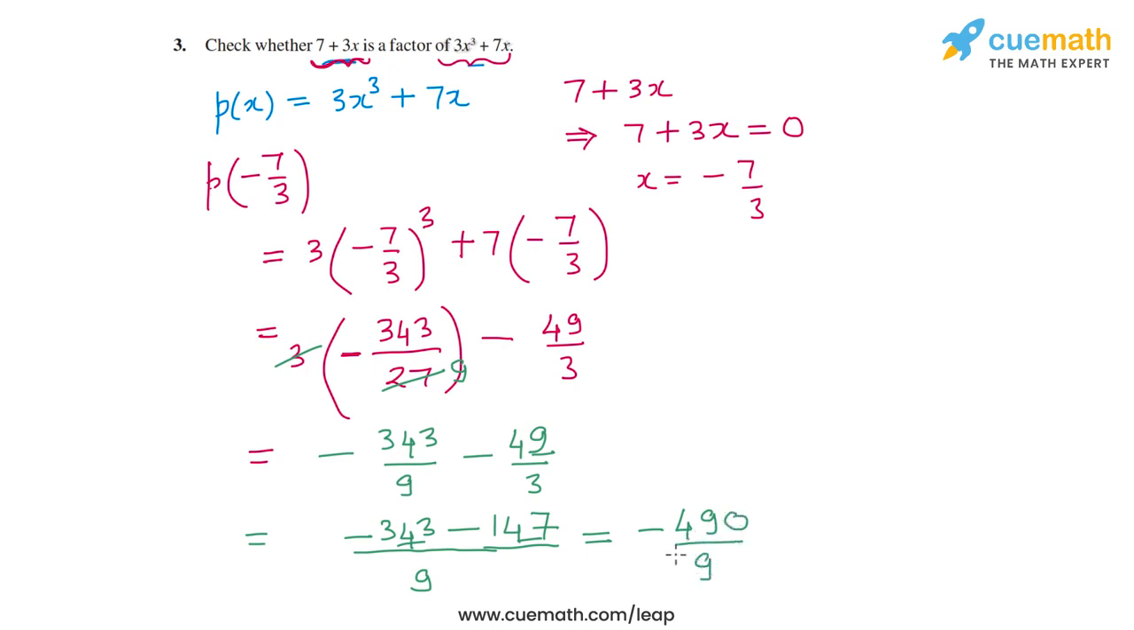So this is clearly not equal to 0, which means that 7 plus 3x is not a factor of 3x cube plus 7x. So the answer is no.